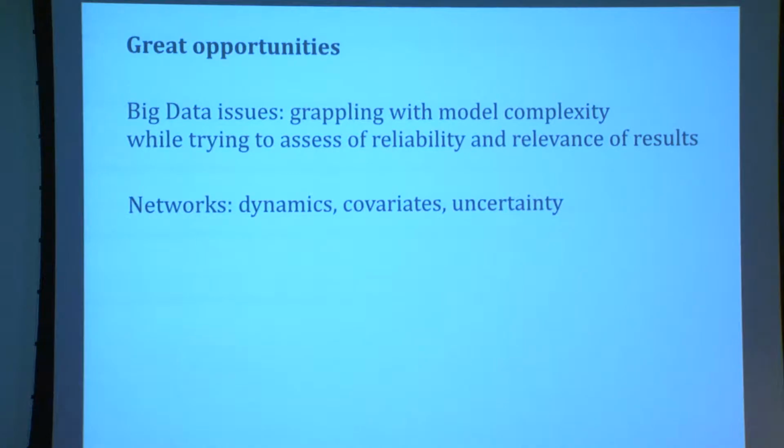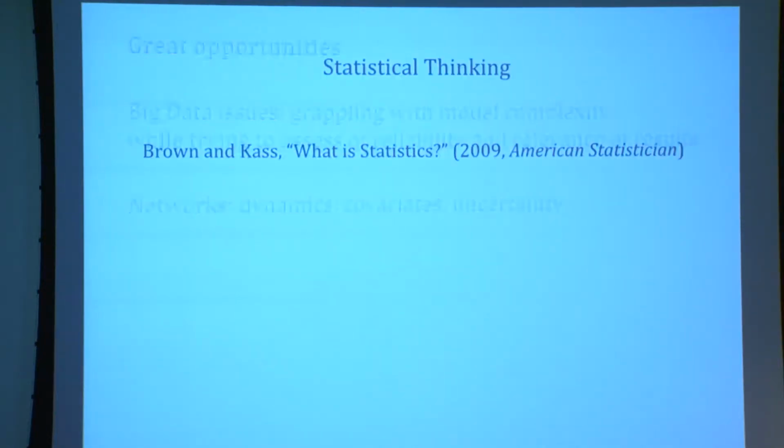So all of this is just to say that there are great opportunities here going forward, opportunities for the 21st century in statistics. Standard big data analysis and big data issues are arising, some of which have already been described. But here we are grappling with model complexity while trying to assess the reliability and relevance of the results. A lot of this involves networks of one form or another, dynamic networks, covariates to deal with the behavior and so forth, and of course always assessment of uncertainty.